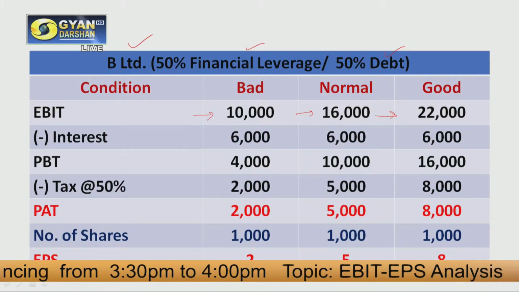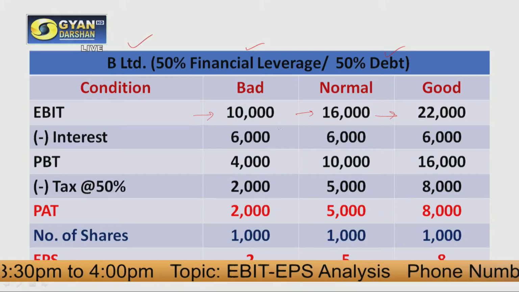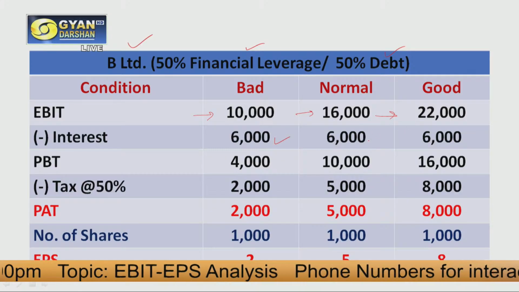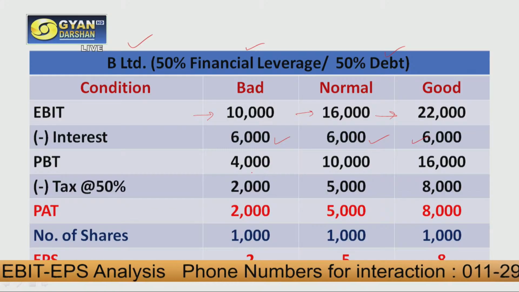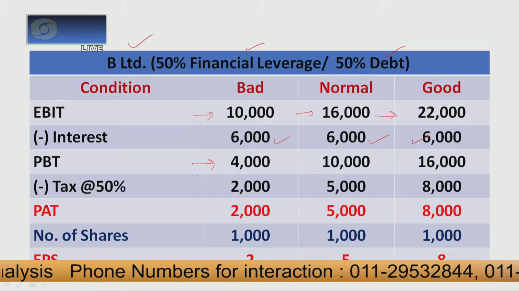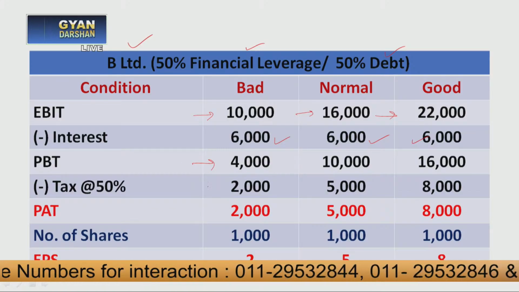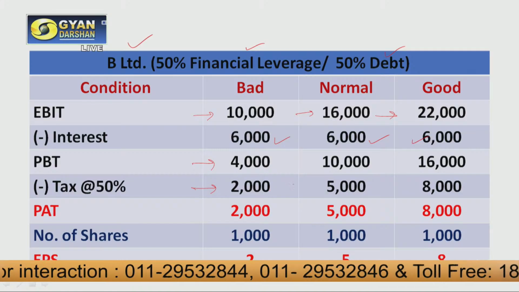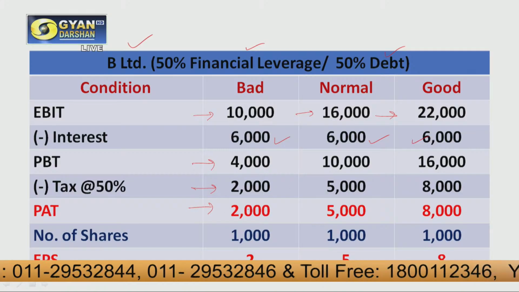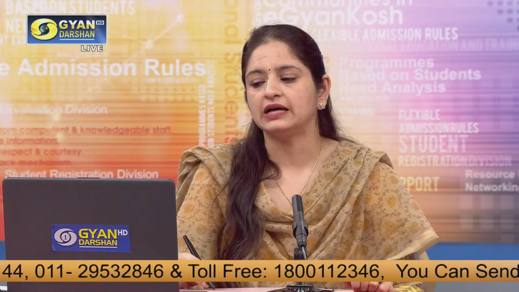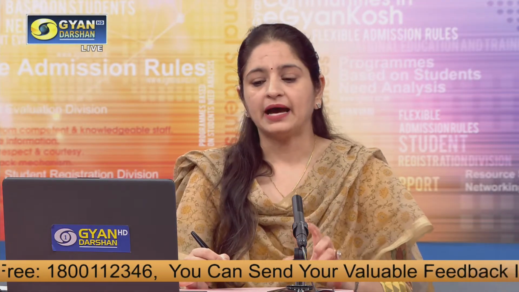So we need to deduct interest in this case. 6,000 will be deducted in the form of interest. The remaining amount we have here is our profit before tax. Again, we need to deduct 50% tax from this, and the remaining amount that we will have will be our profit after tax.